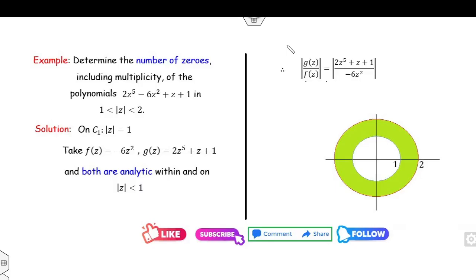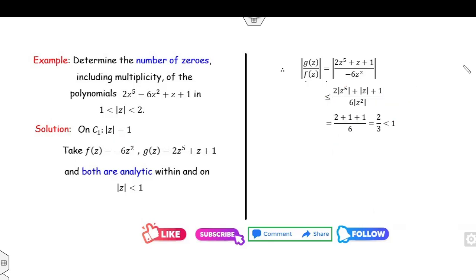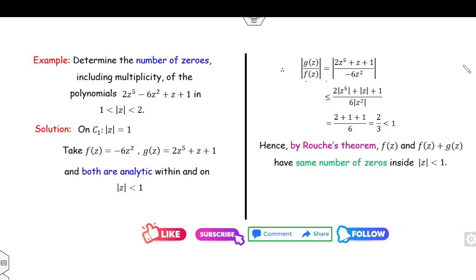You can start with g over f. I can write this as the modulus of 2z raised to power 5 plus mod of z plus 1, divided by 6z squared. I can substitute the value of mod z on the circle, which is 1. So this is 2 plus 1 plus 1 divided by 6. That number is 4 over 6, which is less than 1. Therefore, by Rouché's theorem, both have the same number of zeros.